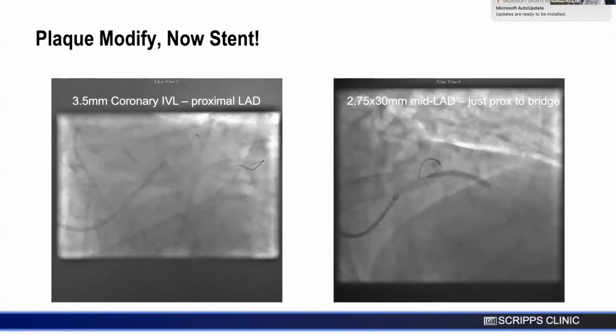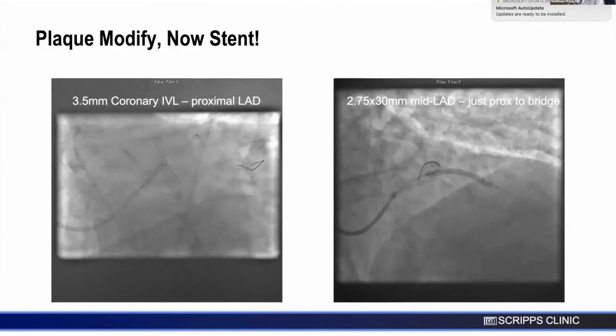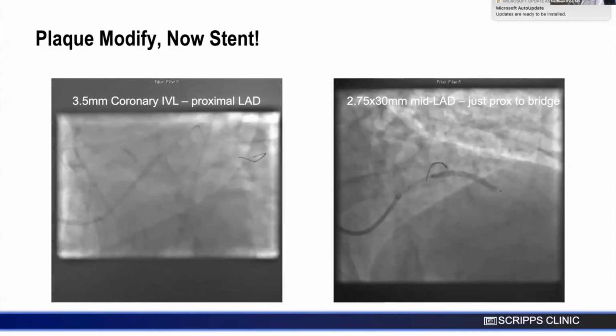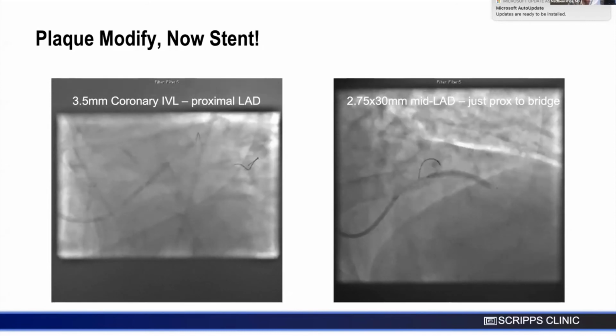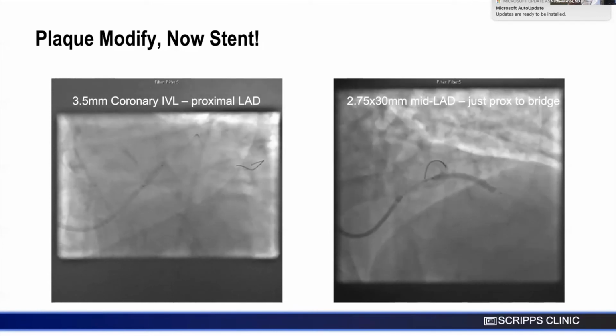So then I just had to address the mid LAD. Remember, there's that mid LAD lesion Richard commented on. I had to stent right to the bridge. I don't want to stent into the bridge. By IVUS it was about a 2.75. So I take a 2.75 by 30 right to the mid LAD.